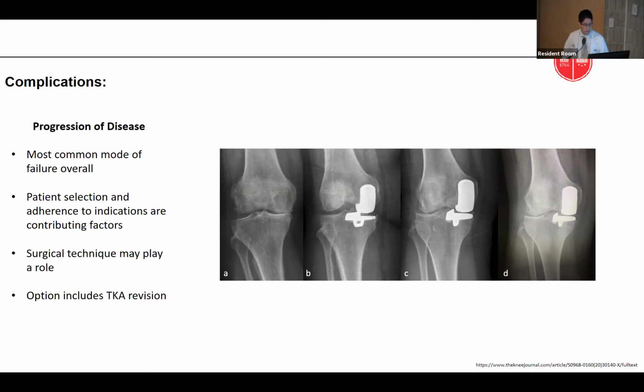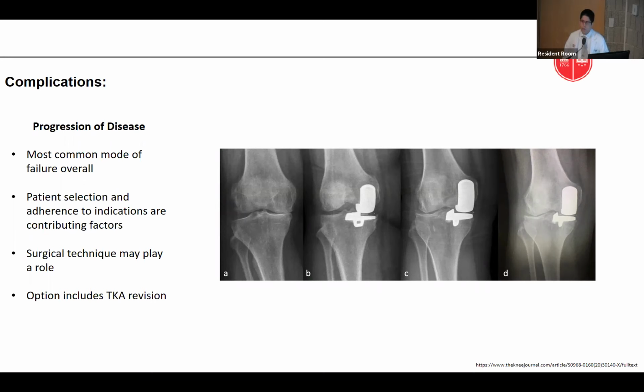Then you can see in figure C and figure D that the contralateral side started to develop arthritis as well. So this patient's going to need to get a revision into a total knee. And there's certain factors that can contribute to that. Choosing the correct patient and adhering to indications can really limit that.